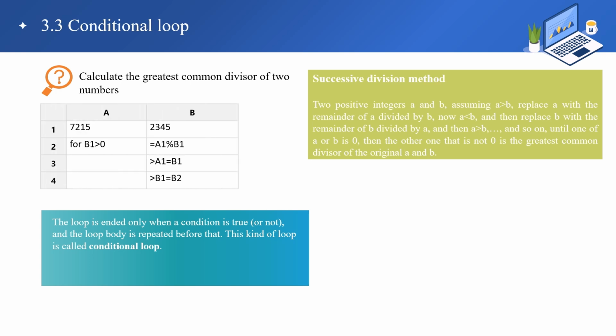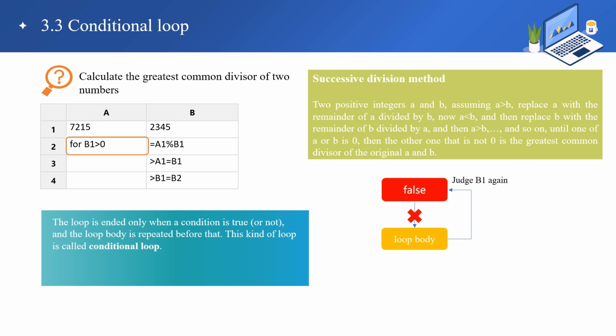We use program code to implement it here. Set the original two numbers in the cells A1 and B1. The calculation result will be shown in A1. The code of cell A2 is for B1 greater than 0, for is followed by a Boolean expression. When it calculates true, the loop body will be executed once and then return to A2 to calculate the Boolean expression again. If it is still true, the loop body will be executed again. Until the Boolean expression is evaluated as false, the loop ends. This logic can realize Euclidean division. We don't know how many times to loop, only know that when B1 is 0, the loop can be terminated.